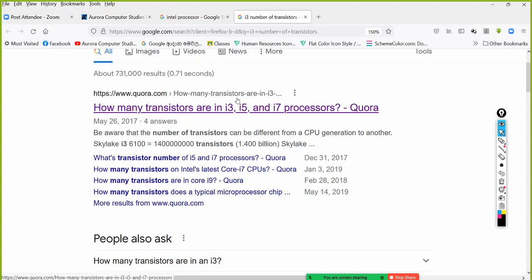We always try to do small things, right? I don't know how many people can even count this. 1.4 billion, right? That number of transistors are there, and still we feel like our processor is not good enough, right?